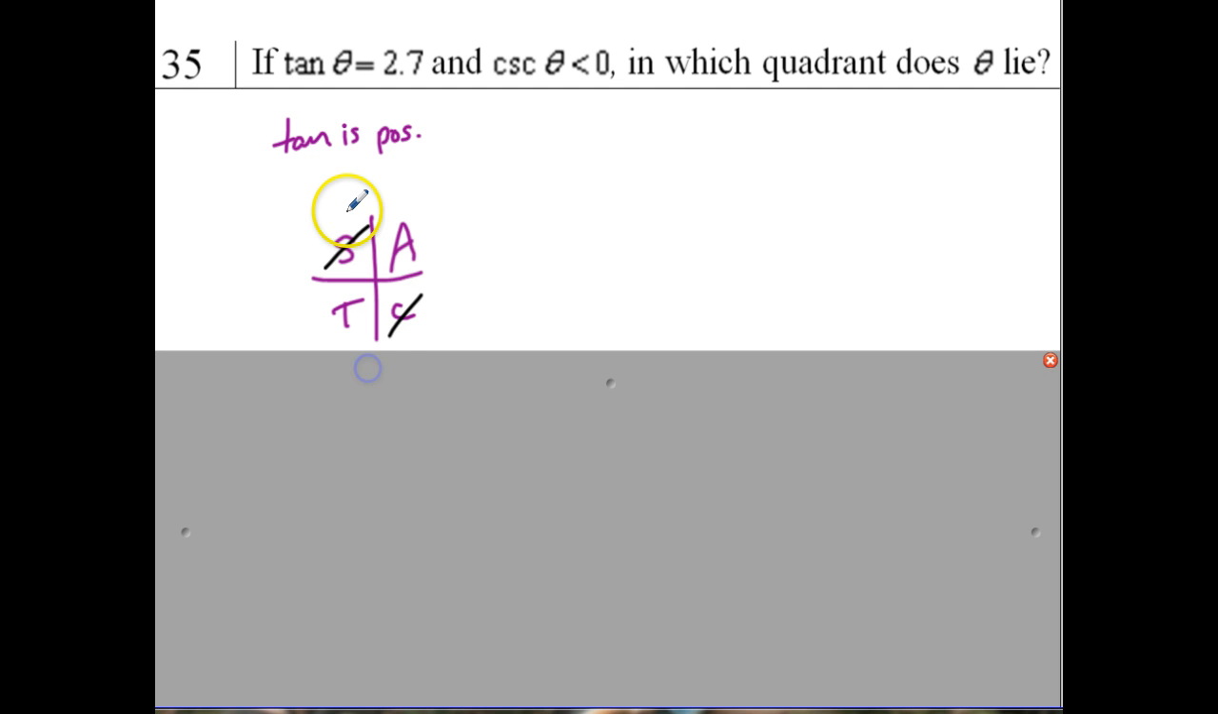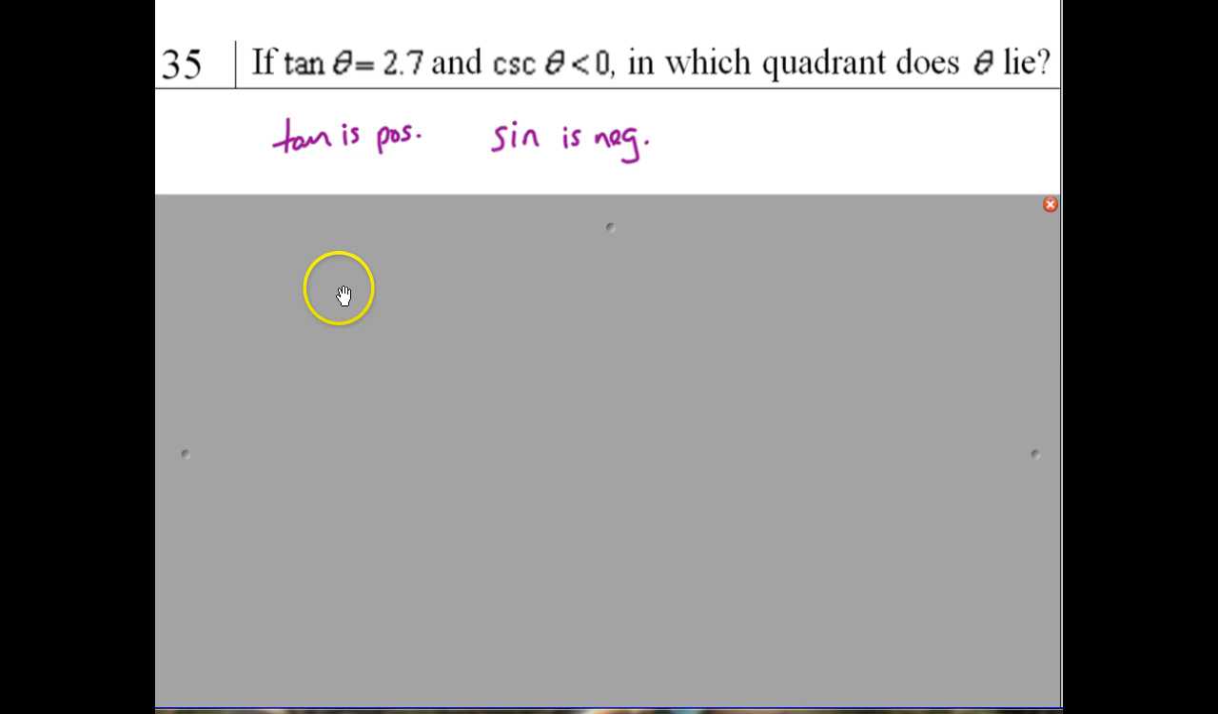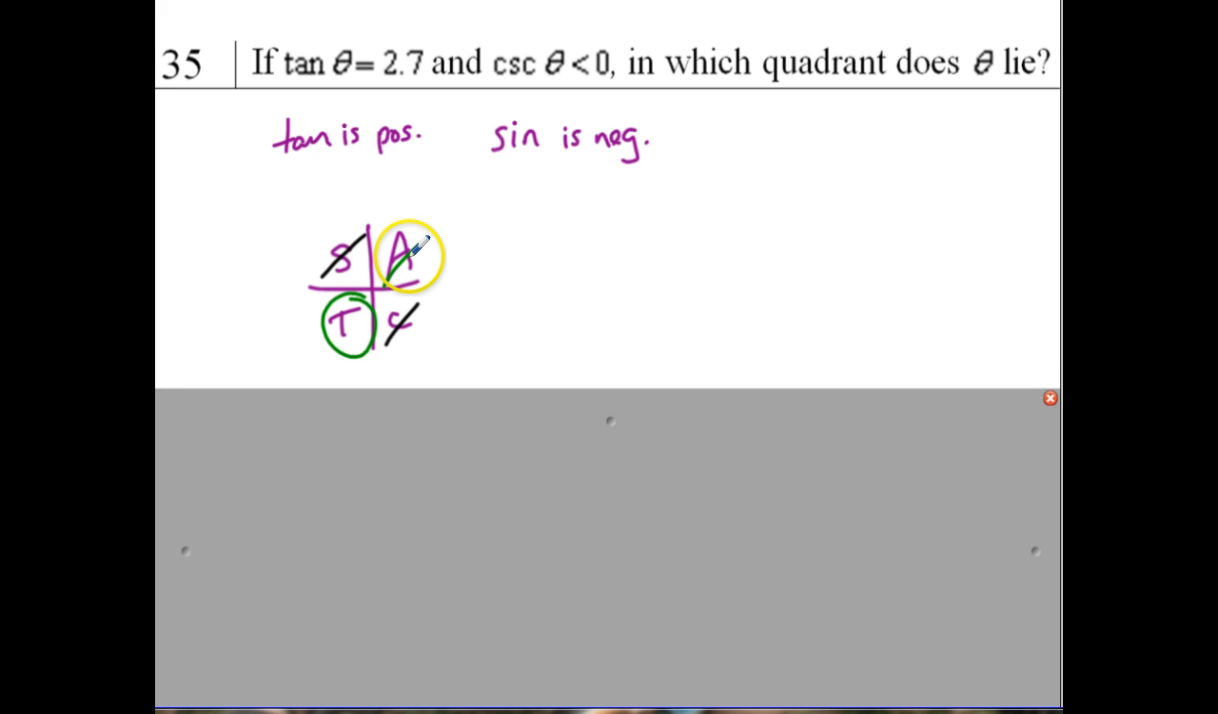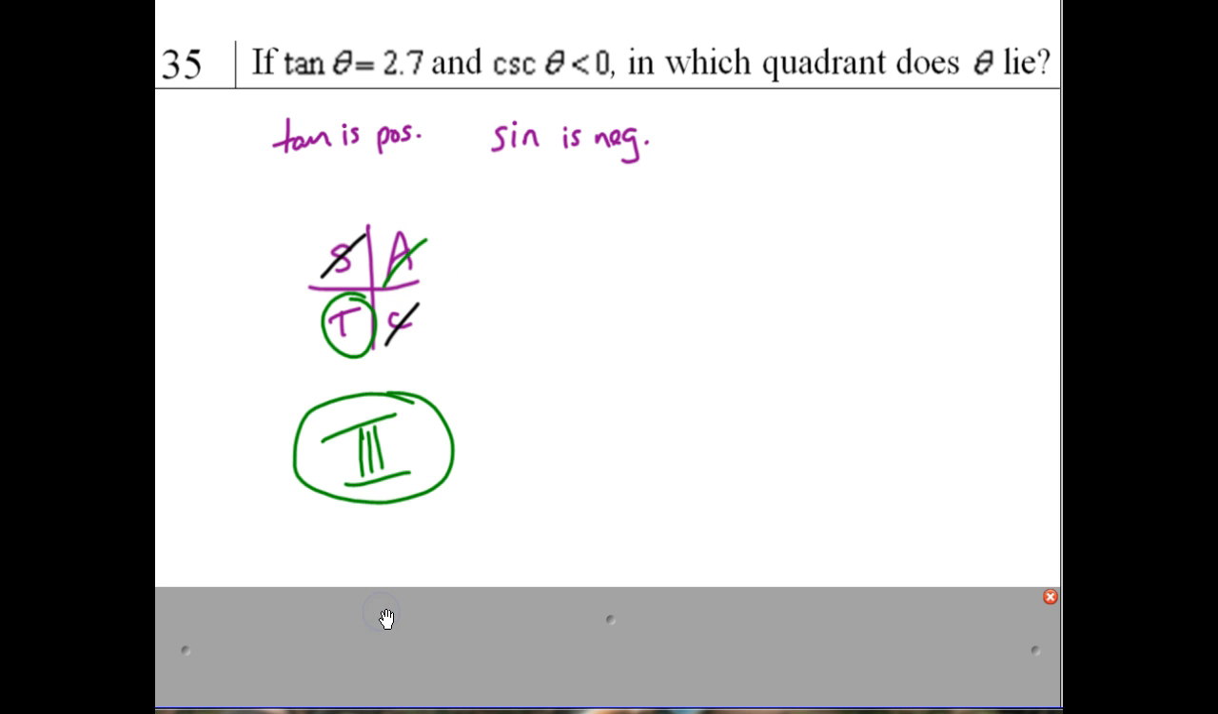So hopefully you crossed out S and C, because we know if it's positive it could be in the all or the tangent quadrant. Now let's tackle the second clue. The second clue implies that the sine is negative. That's the reciprocal function. Reciprocals always have the same positive or negative sign. So if the sine is negative, well, that means it can't be in the all quadrant. It's got to be in quadrant 3.